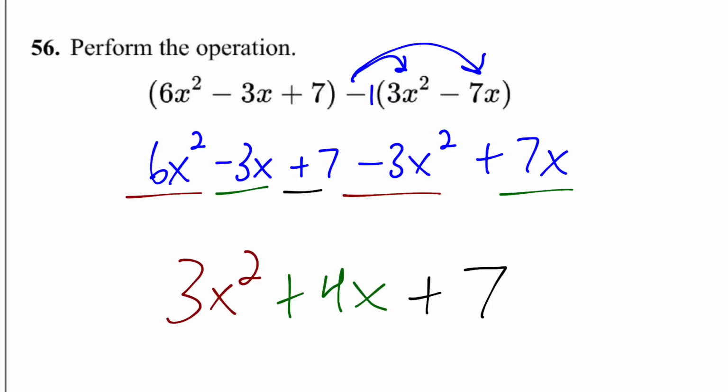56 is different, because this is polynomial subtraction. So we cannot proceed the same. Instead, we have to distribute this negative first. So think of that as negative 1, and it takes what was positive and makes it negative. But I also have to take negative 7x and make it plus 7x. On the left, I don't do any of that. Everything is copied down exactly as it was written. Now I consider like terms. X squareds first. 6 minus 3 is 3x squared. Next up are the x terms. Negative 3 plus 7 is 4x. And you bring down the 7.